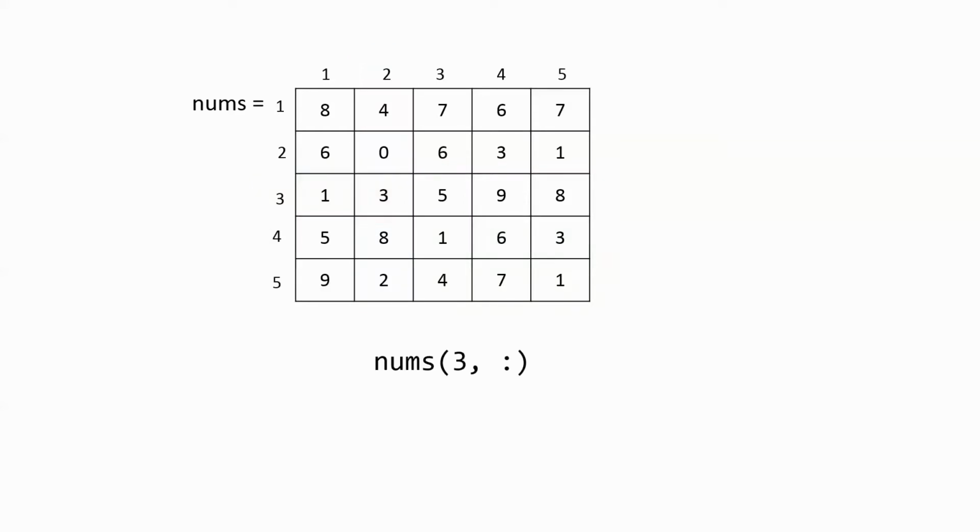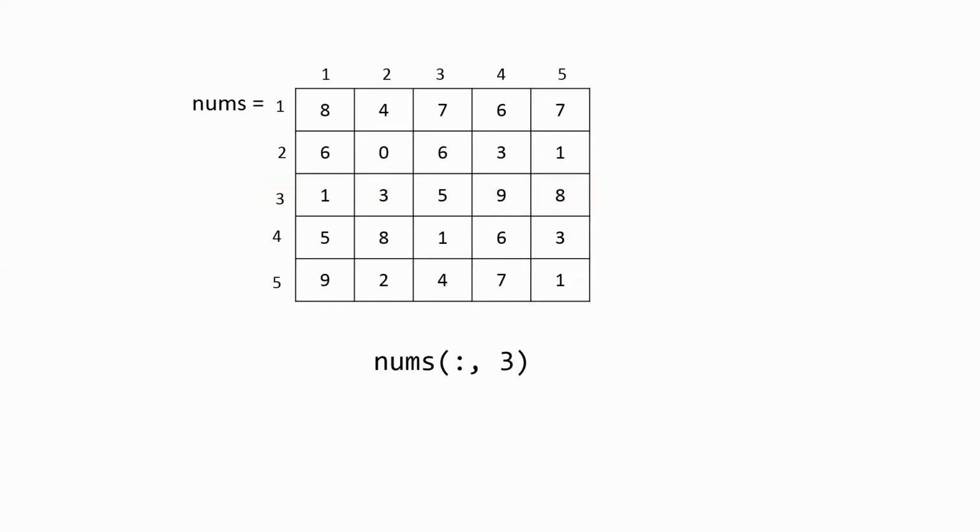I can also access a complete row or a complete column using the colon in place of a numeric index. So the colon in this case just kind of means all of. So this would be row 3, all of the columns. So I would get back a row vector.